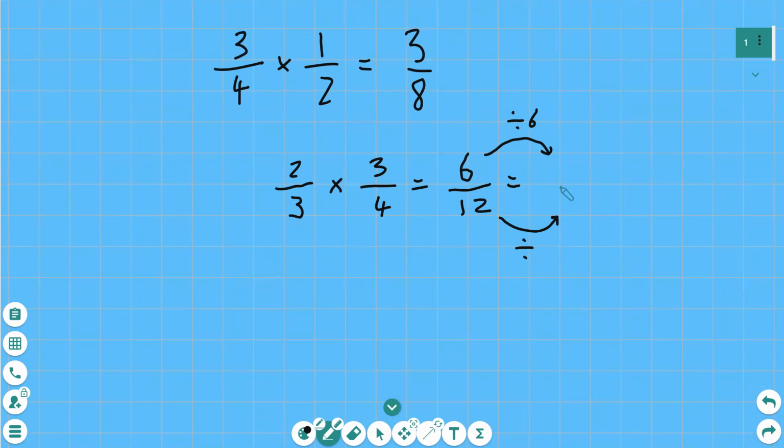And that's all in another video. I've done another video on equivalent fractions and simplifying fractions, which explains this. So 6 divided by 6 is 1. 12 divided by 6 is 2. So the answer is a half.